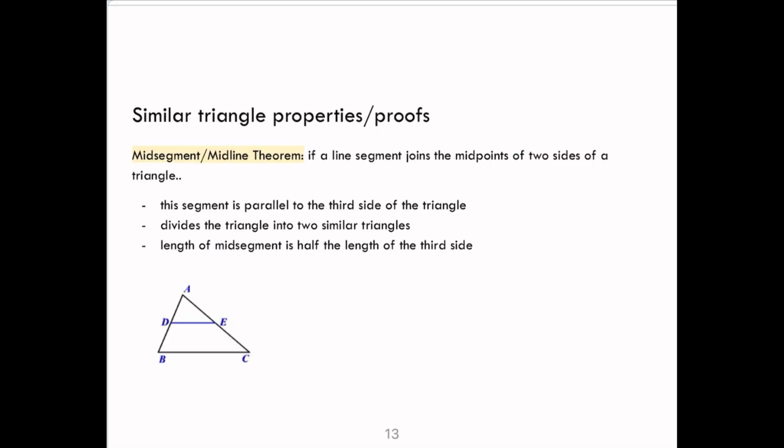Next, we have the midsegment or the midline theorem. It states that if a line segment joins the midpoints of two sides of a triangle, the segment is parallel to the third side of the triangle. So line DE is parallel to line BC. The midsegment divides the triangle into two smaller triangles. So triangle AED is similar to triangle ABC, and the length of the midsegment is half the length of the third side. Line DE is equal to 1/2 BC.